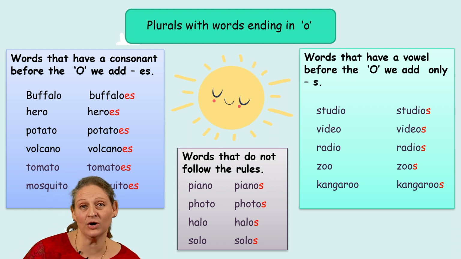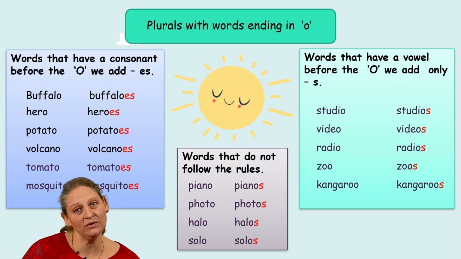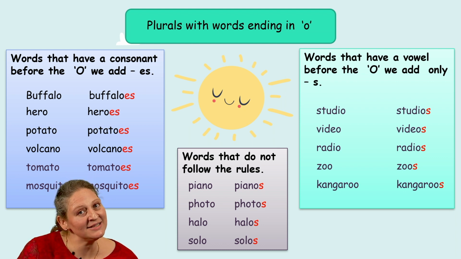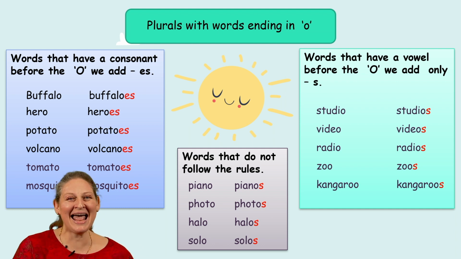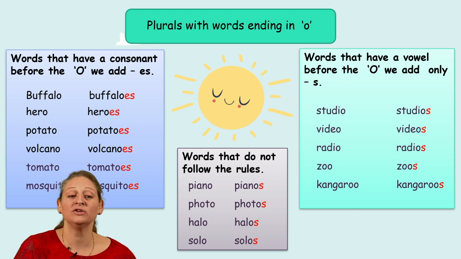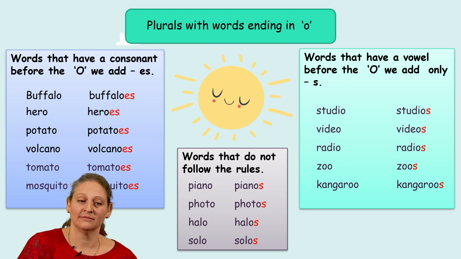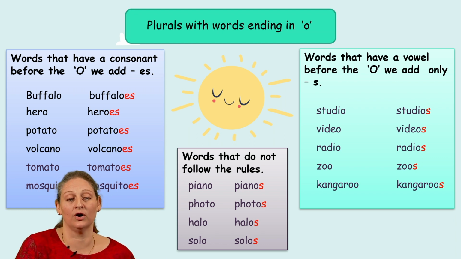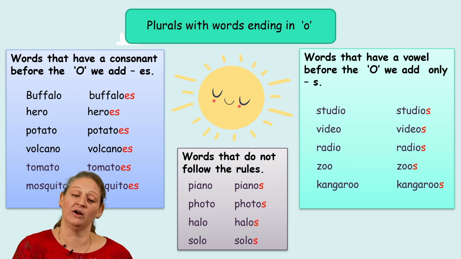Next, tomato. What comes before the O? T. Very good. T is a vowel or a consonant? Yes, it's a consonant. So we have to write ES, tomatoes. You cannot really hear that S sound in these because you hear the O sound stronger. So we hear buffaloes, heroes, potatoes, tomatoes, volcanoes.